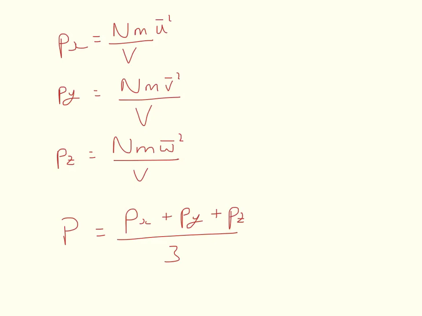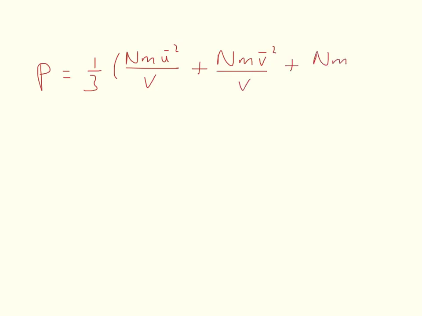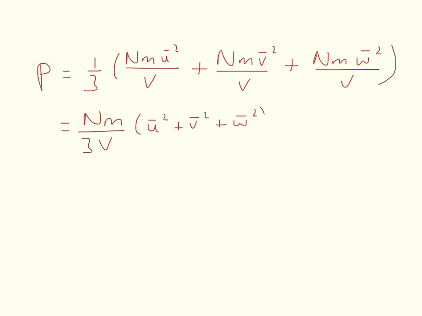So let's expand that out. So P is going to be 1/3 of nm u bar squared over v plus nm v bar squared over v plus nm w bar squared over v. So that's going to be nm over 3v times u bar squared plus v bar squared plus w bar squared.